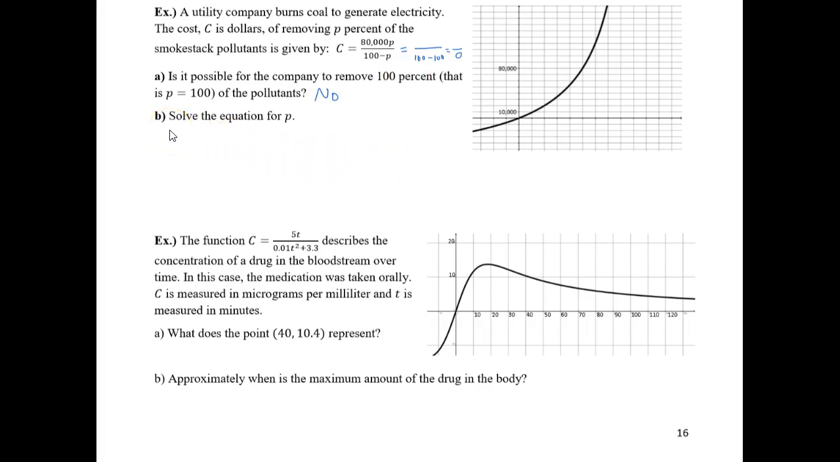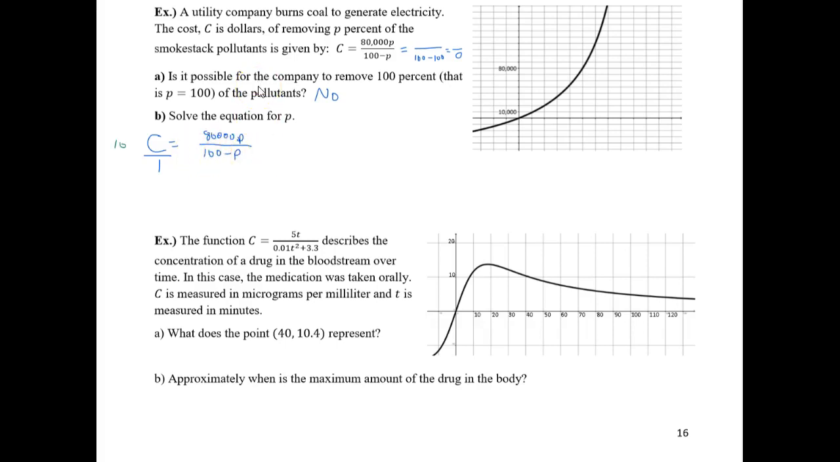Alright, part B says solve the equation for P. So we're starting with C equals the 80,000 times P all over 100 minus P. So it's a rational equation. We need to get a common denominator. It's a little bit easier this time because on the left-hand side the denominator would be 1. We can put any whole number over 1. And so we just have the one denominator of 100 minus P.